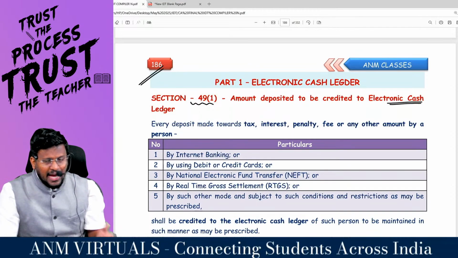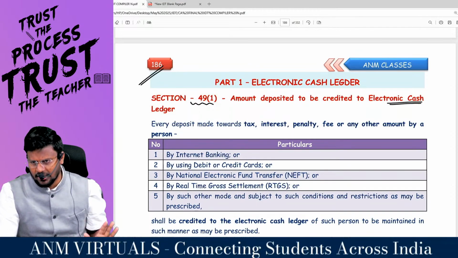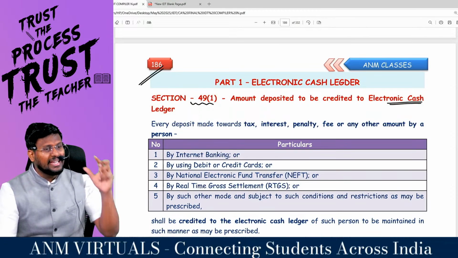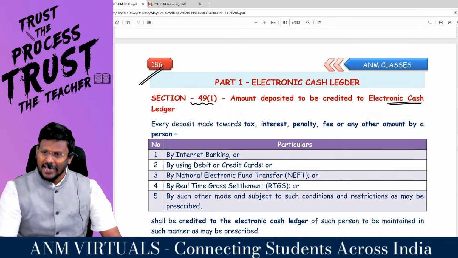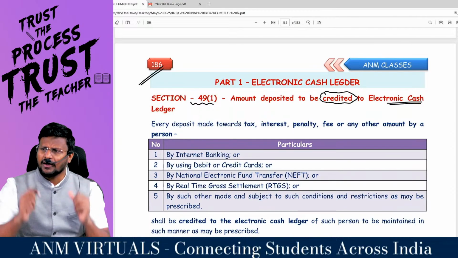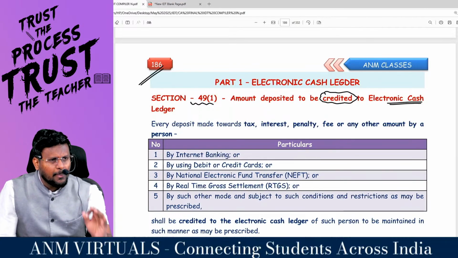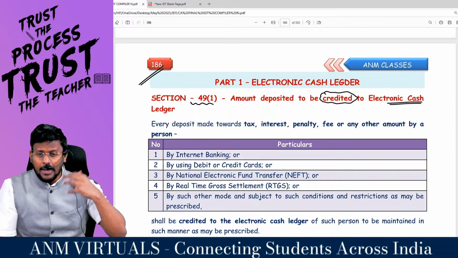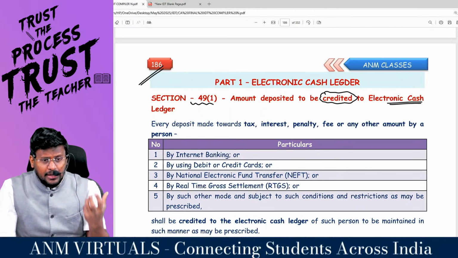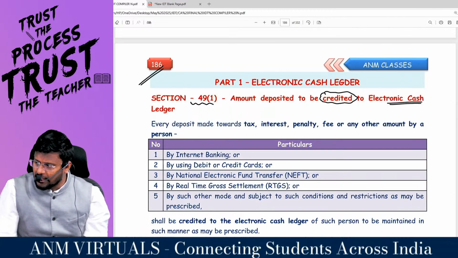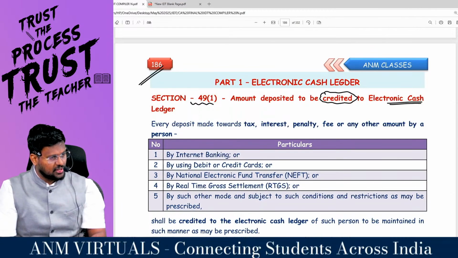Liability always means a credit balance, and an asset always means a debit balance. Right, sir? So what will the government do now in the electronic cash ledger? They will credit that amount. Why are they crediting? Because it's a liability to the government. So when we deposit the money into the electronic cash ledger, that amount will be credited in the electronic cash ledger.